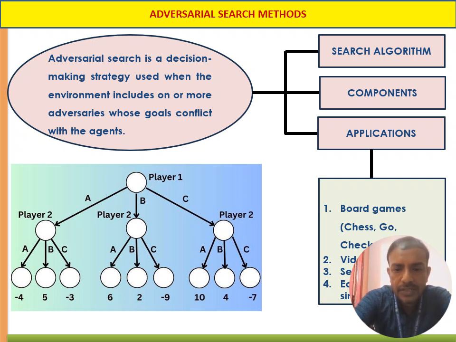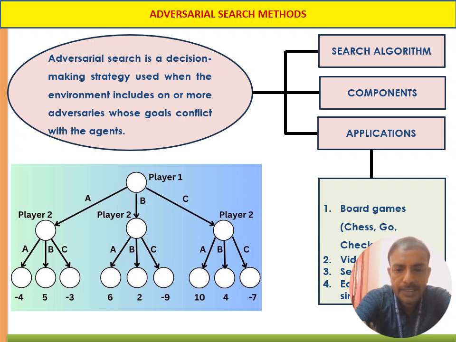Today's topic is the adversarial search method. This is a searching algorithm used in multi-agent environments, where the agents have conflicting goals. So far, what we discussed is the traditional approach, which is always trying to reach the goal, whereas in the case of the adversarial search method, it is considering the opponent's move also.